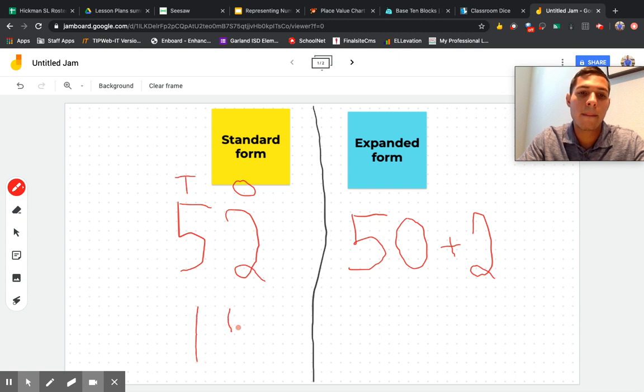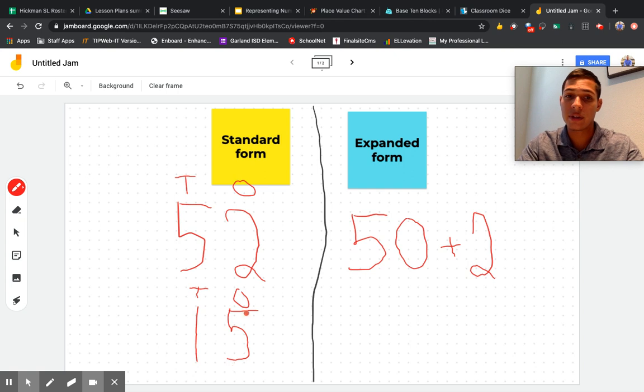1, 5 in standard form. Let's determine our place value because that always helps. So this is our ones place. This is our tens place. Okay. Now we have to write it in expanded. We determine our place values, right? The ones and the tens. We have it written in standard form. That's just writing the number. And now let's write it in expanded form, which is the number sentence.